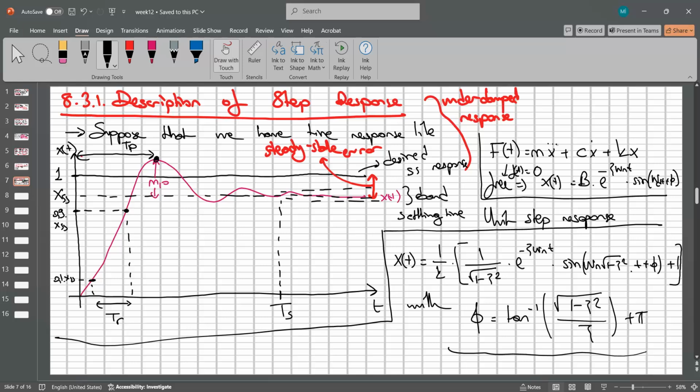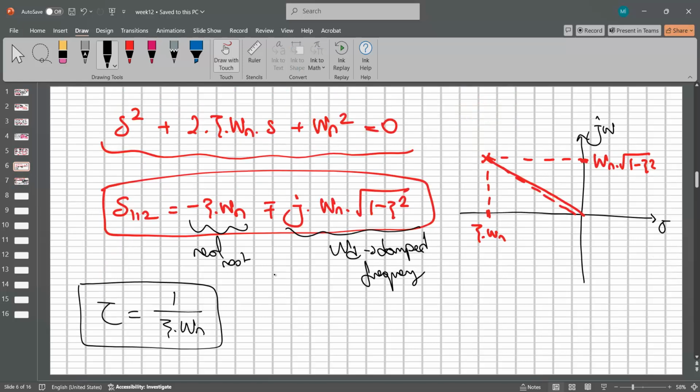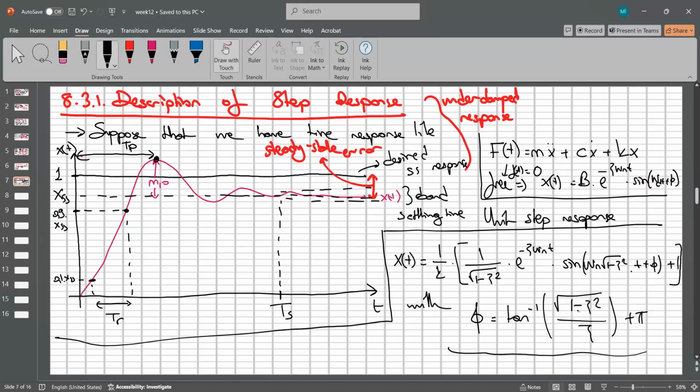The solution of this system equals to this one. Okay? That's it. In the previous slides, we have this kind of feature, right? And so, if we solve this equation in general form, we will get this time response for a given unit step. Okay? But the important part is that if we measure the maximum overshoot, settling time, rise time, and XSS, we can derive zeta and wn. Okay?